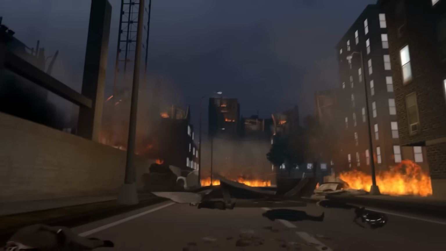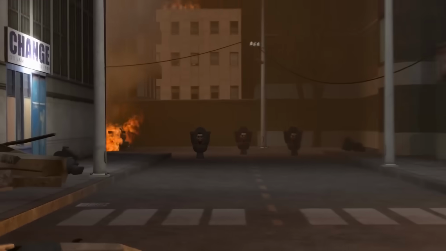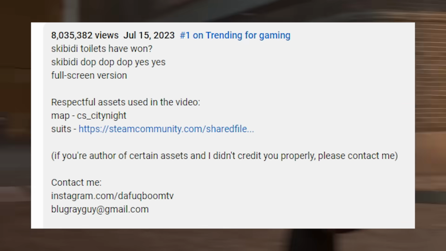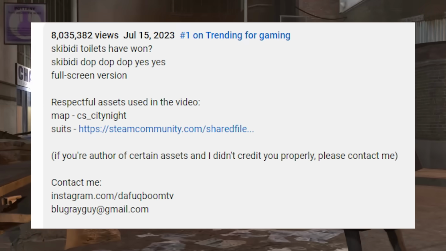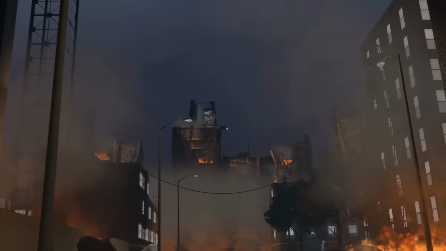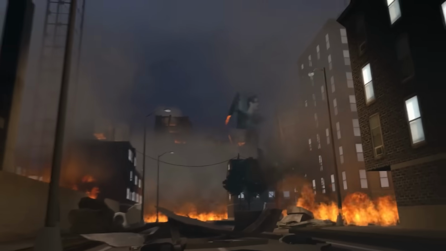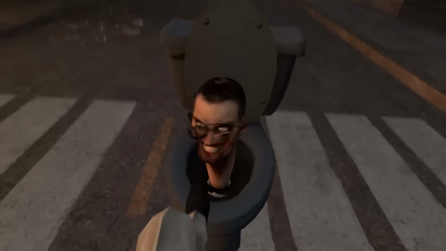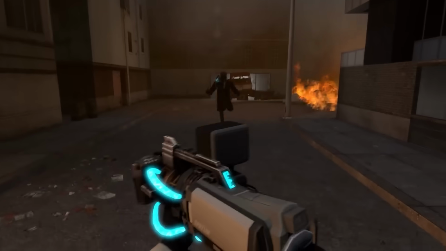The action of the new episode takes place on the same map as the last one. And just like that, there is no link to the map in the description. And as we remember, DafuqBoom edited this map and added Easter eggs to it. Let's break it down. First of all, in the last episode, we were a scientist cameraman. But in this one, we're a regular cameraman again. You can see this by our arm.